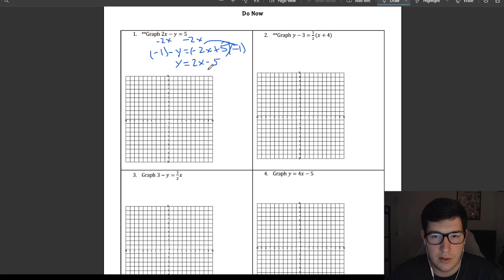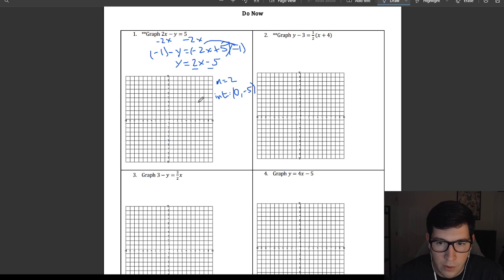And so now we can easily see how we should be graphing this. I know right away that my slope is 2, and my y-intercept is going to be, remember, we should always write this as a point, (0, -5). So that's exactly what I'm going to do. I'm going to come over here. I'm going to find (0, -5), boom, right there.